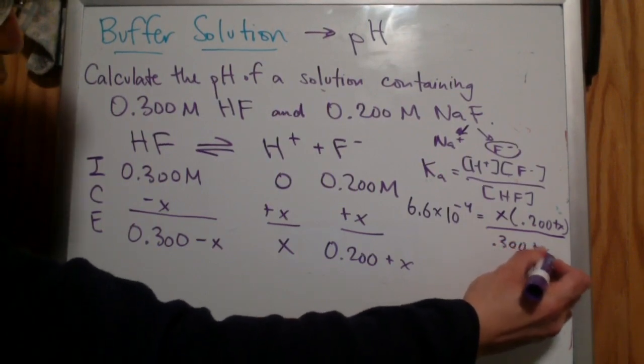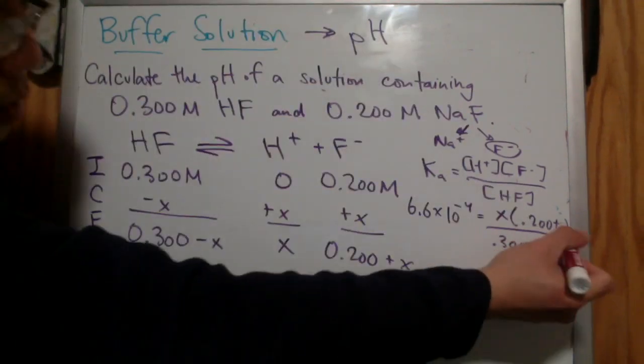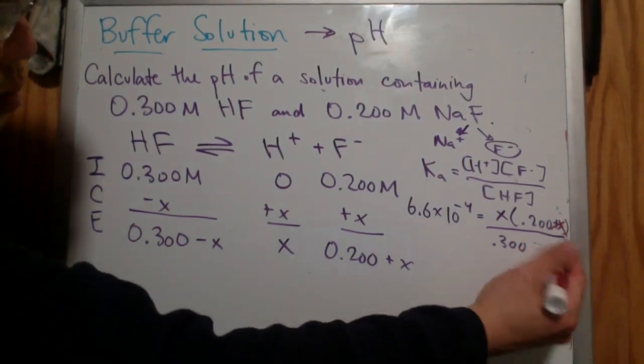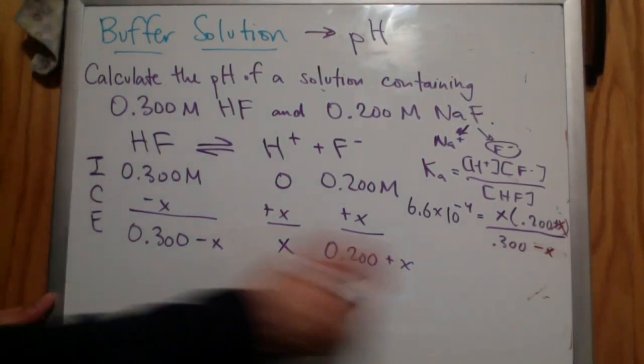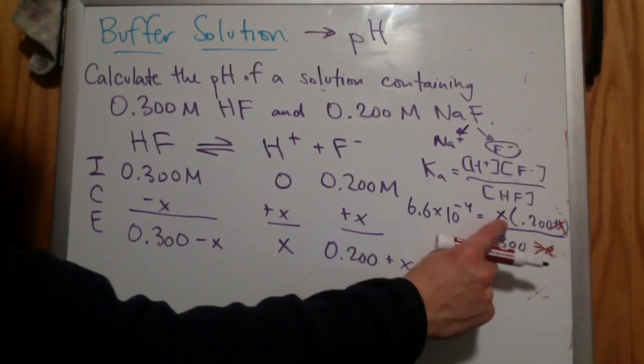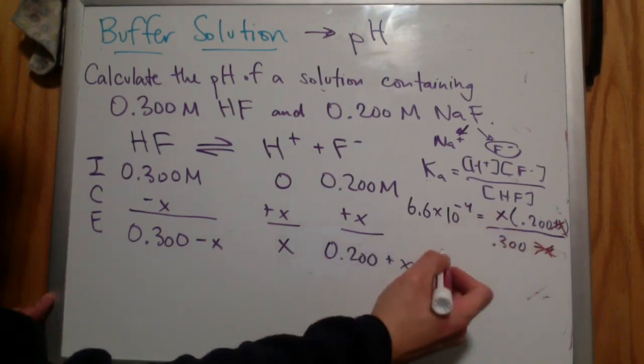0.300 minus x. So now what we can do is, instead of doing the quadratic equation, we can do like we would with the 5% rule. So we'll just get rid of the plus x. And sorry, this was a minus x over here. We can get rid of the minus x that's attached to the number. This number x by itself is super small, so we have to leave that by itself because that's what we're trying to solve for.